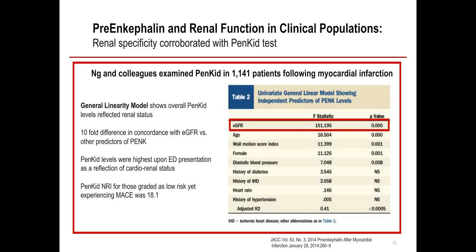Now, if you look at proenkephalin and renal function in clinical populations, there is definite renal specificity with the PENKID test. This is a general linearity model which shows the overall PENKID levels reflected with renal status. There is a tenfold difference in concordance with GFR versus other predictors of PENKID. And PENKID levels are actually highest upon ED presentation, a really solid reflection of the cardiorenal status. The net reclassification index for PENKID, for those that were graded low risk yet had a MACE, was 18.1. So this gives you information above and beyond what you could normally obtain.